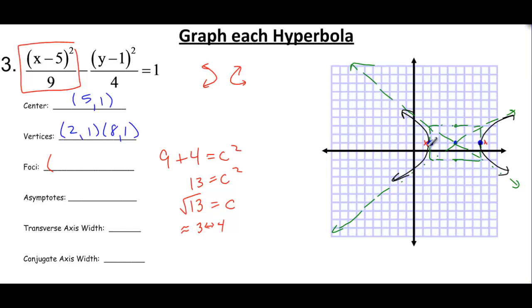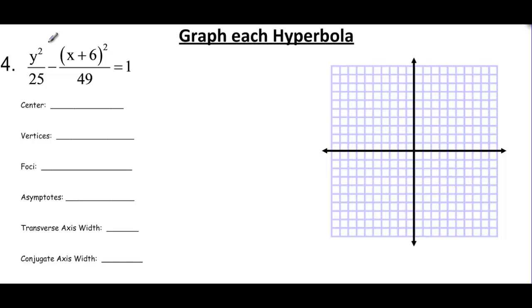So how would I write that exactly? Well, since I'm going left and right, that's changing my x value. So I'm going to do 5 plus or minus the square root of 13, comma, 1. The asymptotes, I'm just going to look at my equation. I have y minus 1 equal to plus or minus, and I went up and down 2, left and right 3, so rise and run, and then x minus 5. The transverse axis would be 6, so it went left 3 and right 3. The conjugate axis is 4, up 2, down 2.